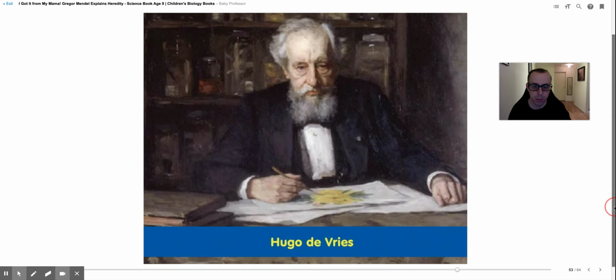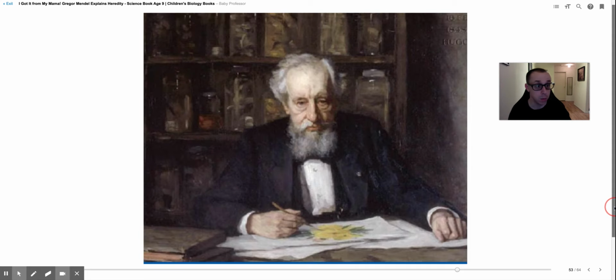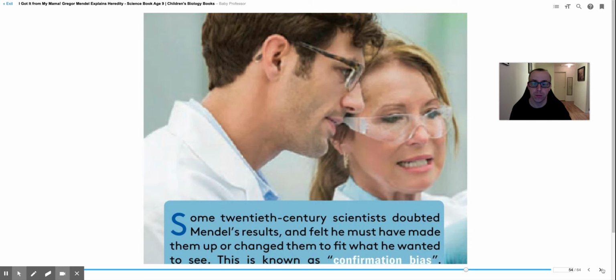This is a picture of Hugo de Vries, who I'm assuming was, there's no description in the book, so I'll have to look up who he is, but he was probably another researcher that followed Gregor Mendel.